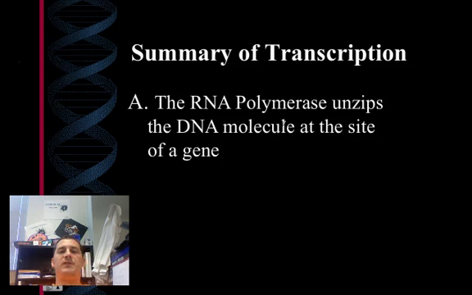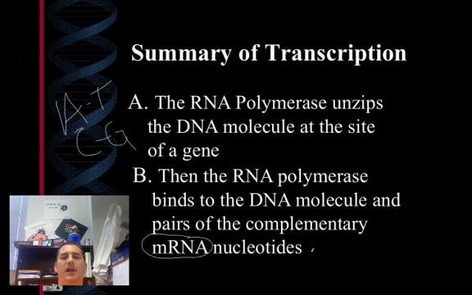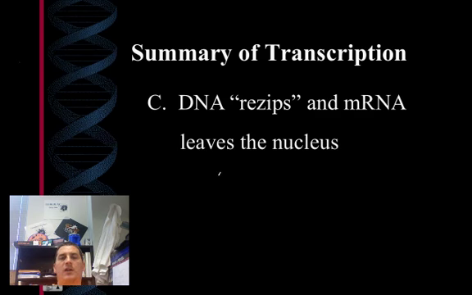The RNA polymerase is going to unzip the DNA molecule at the site of the gene. It's going to be very similar to DNA replication, but now the polymerase is going to unzip it, and then bind the DNA molecule and pair it with mRNA nucleotides. So when we were replicating DNA, A went to T and C went to G. Now that we're replicating RNA, A is going to go to a U, and C and G are still going to be paired together like they were in DNA.